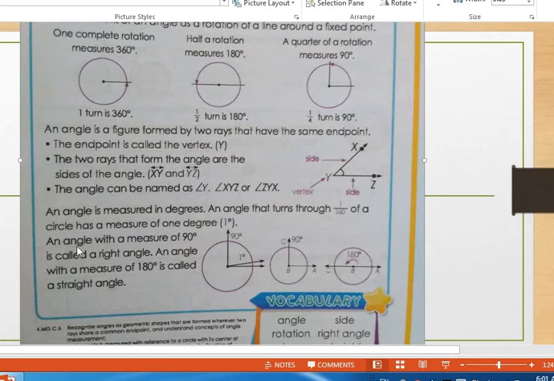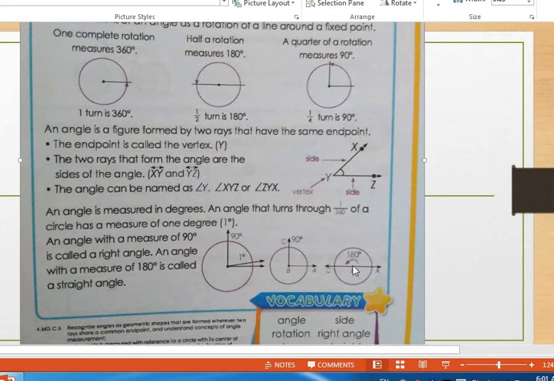An angle with a measure of 90 degrees is called what, as we mentioned in the last session? Yeah, a right angle. Perpendicular means 90 degrees. An angle with a measure of 180 is called a straight angle. So focus here. This one between this line and this line is 90 degrees.